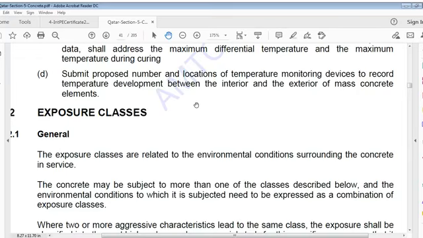Submit proposed number and locations of temperature monitoring devices to record temperature development between interior and exterior of mass concrete elements. This is a very important point. Submit proposed number and locations of temperature monitoring devices to record temperature development between interior and exterior of the concrete element.